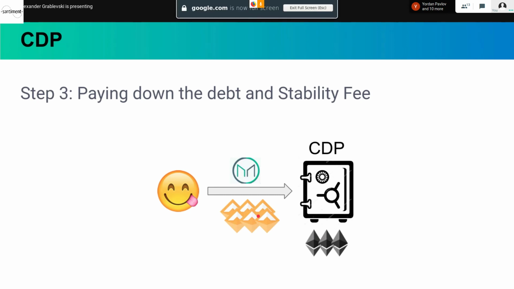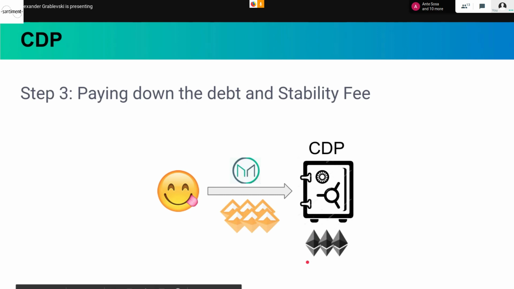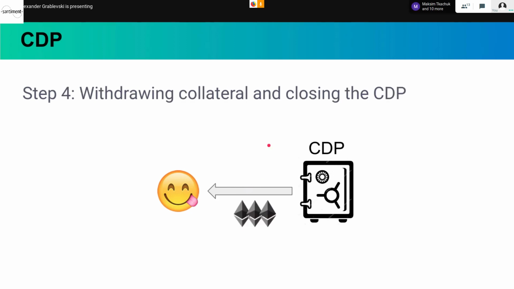So, what is the stability fee here? From the economic perspective, when you give your ETH to a CDP and get back some stable asset, you actually have to pay a fee for the risk, because the CDP takes on the risk of ETH going down. So the maker fee, which is paid in maker tokens, is the fee for the risk for the MakerDAO platform. When you pay your maker tokens and DAI to a CDP, you can get back your ETH and close the CDP if you don't need it anymore. So that's the basic thing of how a CDP works.